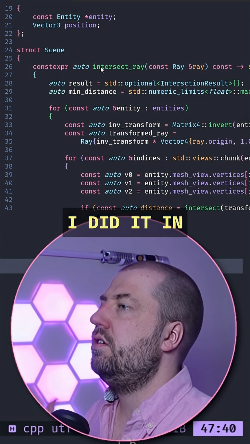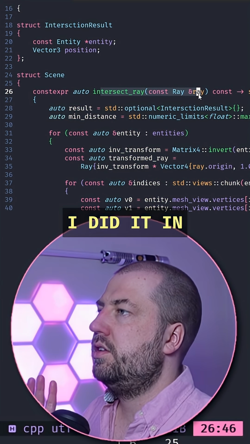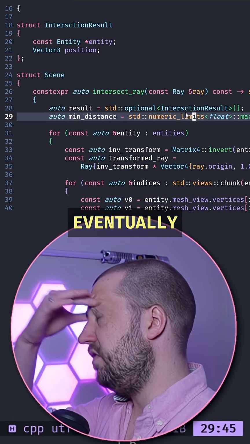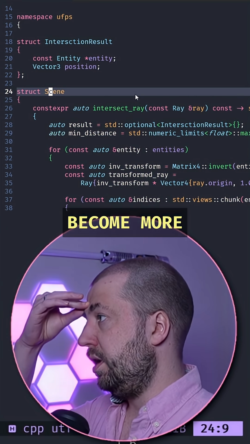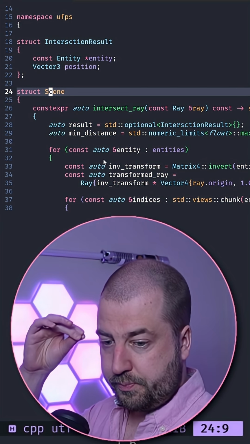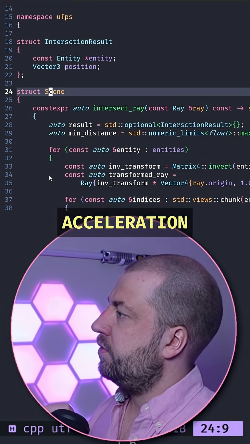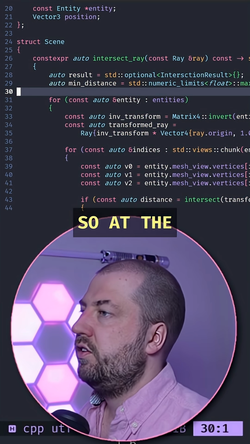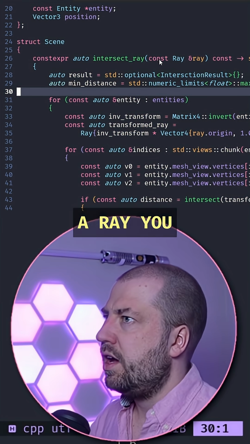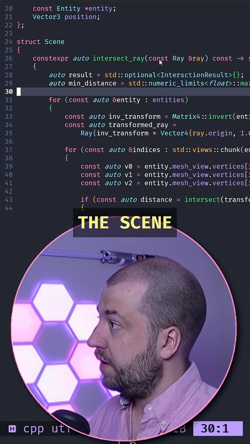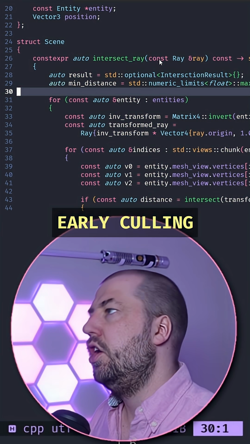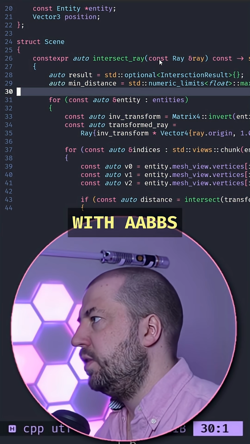So the reason I did it in the scene is because I think eventually scene will become more complex and have some sort of acceleration behind it. So at the moment, when you cast a ray, you have to intersect every single triangle in the scene. So ideally that should do early culling with AABBs.